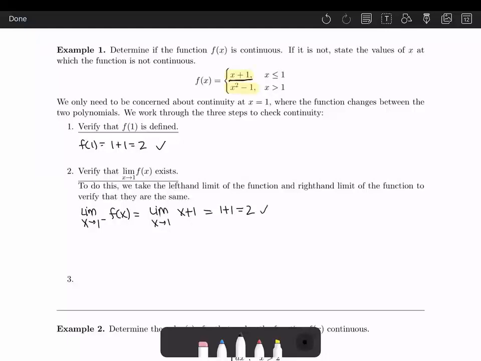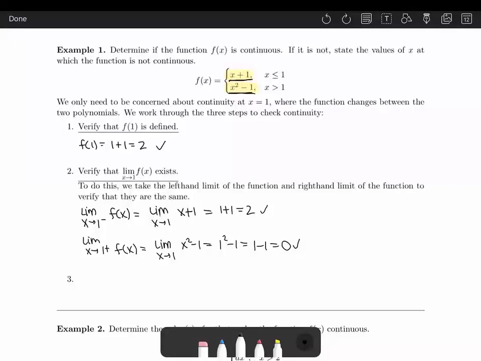Now we need to take the right-hand limit, where we take 1 from the right side, which is the plus. Again, this is just taking the limit of x squared minus 1, because that's how our function is defined to the right, or at values bigger than 1. Now we just plug in 1, and we get 1 minus 1, which is 0. So this right-hand limit exists.